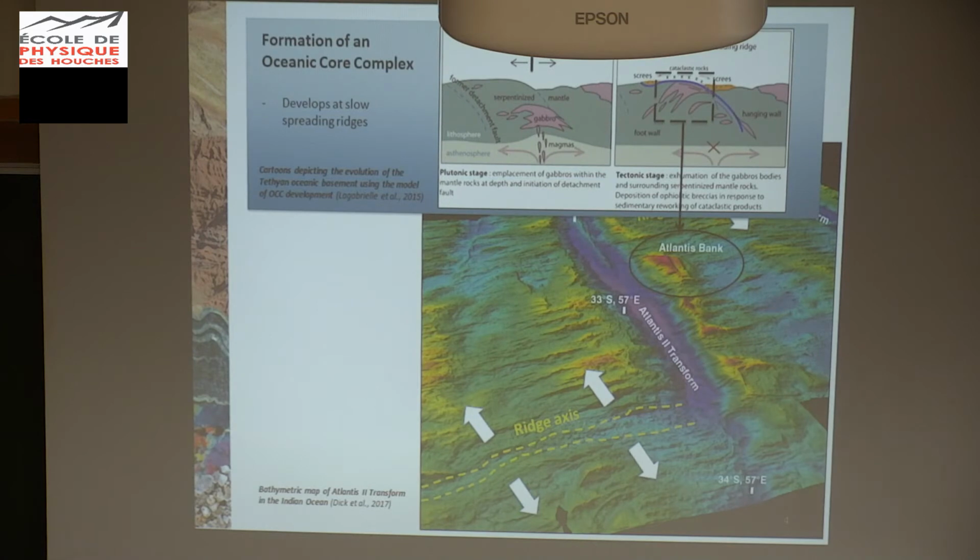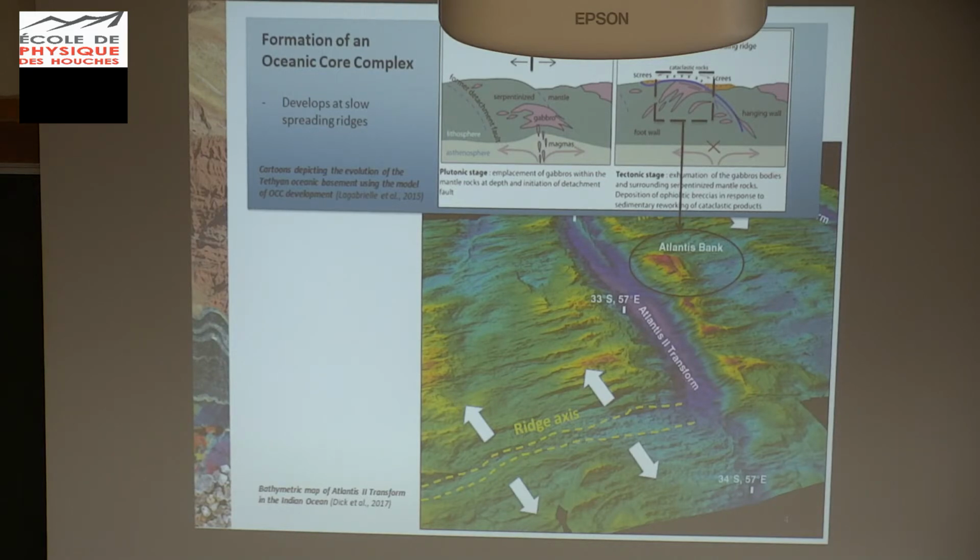So if you do a cross-section at the ridge axis, Earth cross-section, here you have the mantle in the bottom, and you have magma coming from the mantle crystallizing near the surface, and here you have crystallization of a gabbro pluton. And because we are in a special kind of ridge, a slow spreading ridge, the magmatic activity is not sufficient to accommodate the extension.